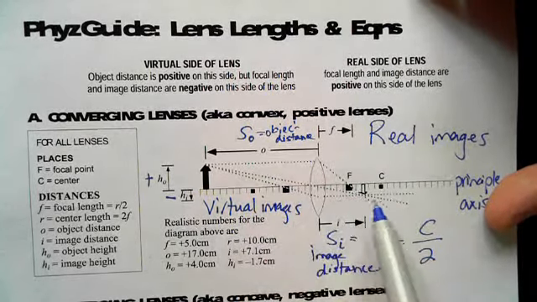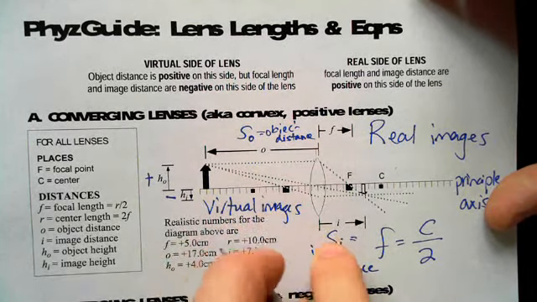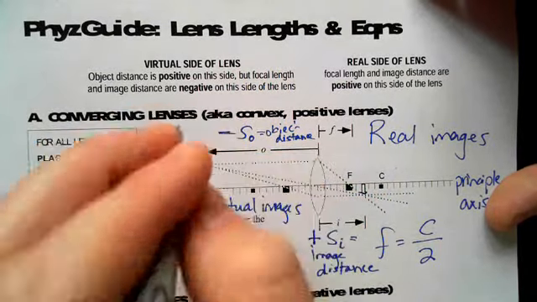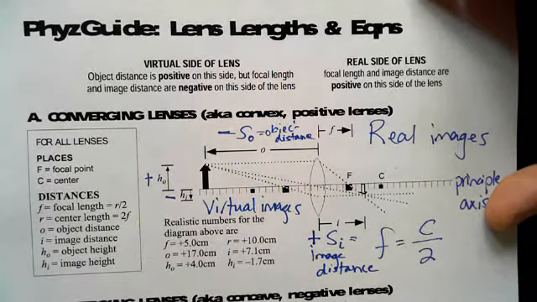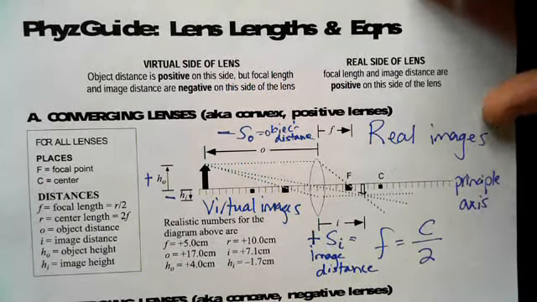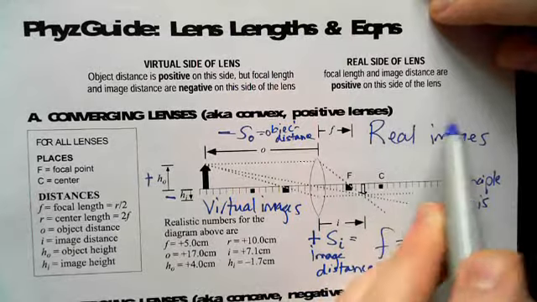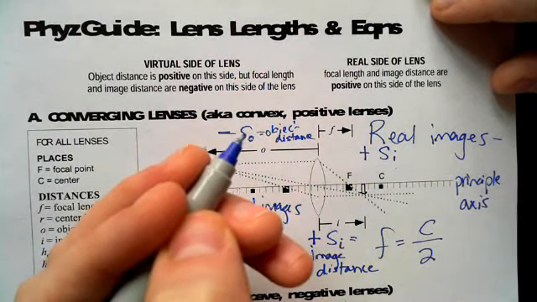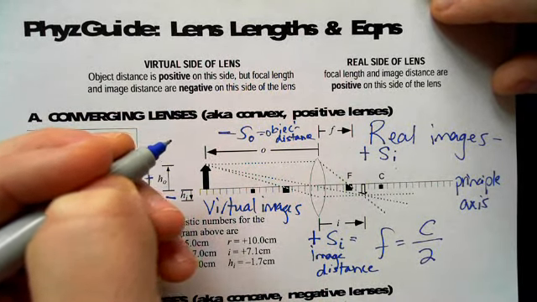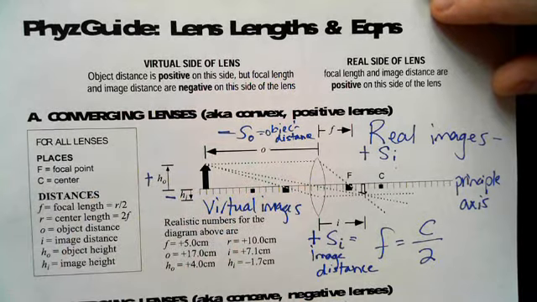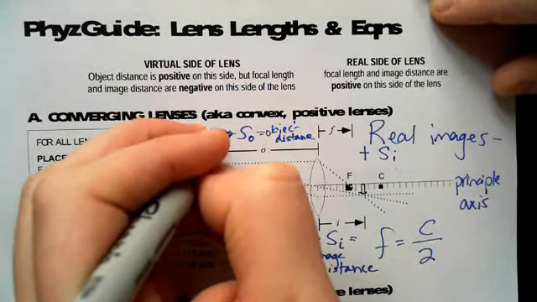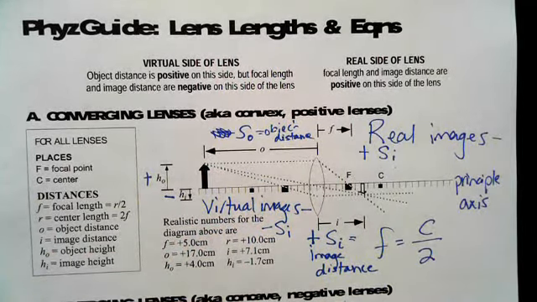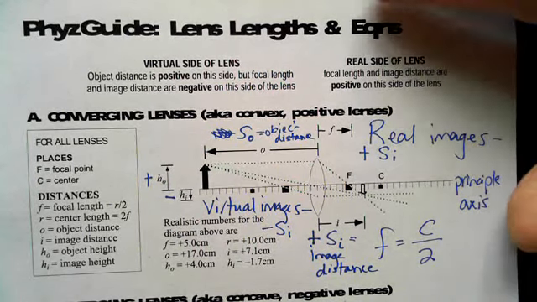So this is the real side of the lens right here. Any image that's over here is going to have a positive image distance. This distance is always going to be a positive value if it's on this side. If it's on this side, the virtual side, it's going to have a negative value for the distance. That's always the case for mirrors or lenses. So real images always have positive image distances, and virtual images always have negative image distances. I know this is a little overwhelming, but we'll do a lot of practice with this too.